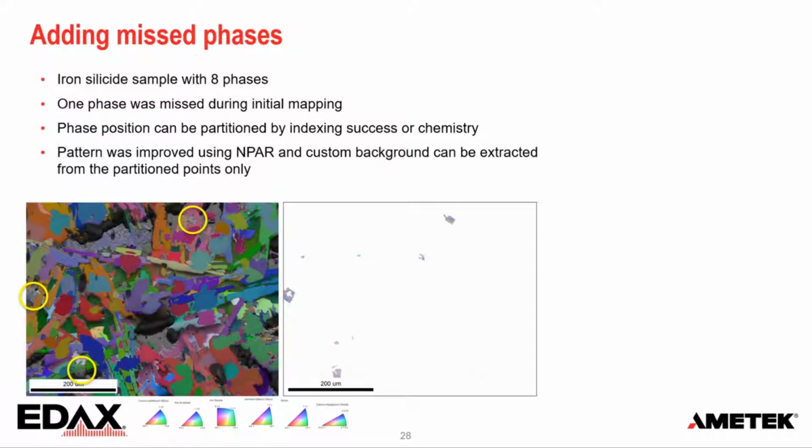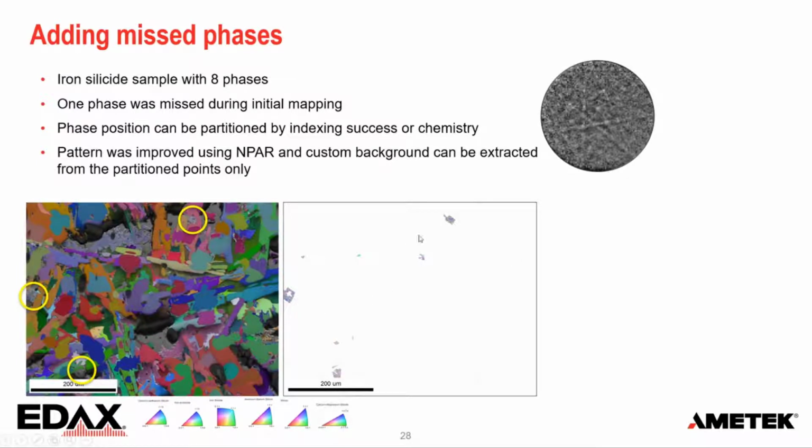We can also add missing phases. In this case, I had an iron silicide material with a number of phases. There were 8, but not all 8 in this small data set. And there was one phase that I didn't recognize initially, so it's indicated in these circles. There's just noisy points there. And then we can separate those points out either by confidence index or maybe by the chemistry. And then we just have a partition or a subset with just all these bad points.